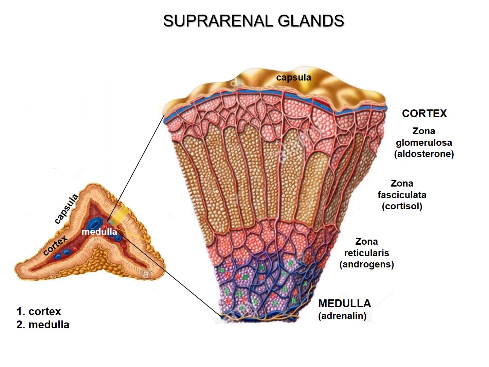Each suprarenal gland has 2 parts, an outer suprarenal cortex and an inner suprarenal medulla. These parts have different embryological origins and different functions. The suprarenal cortex shows 3 cellular zones: the glomerular zone, the fascicular zone, and the reticular zone, which produce different hormones. The glomerular zone produces aldosterone, the fascicular zone produces cortisol, the reticular zone produces androgens. The suprarenal medulla produces adrenaline.